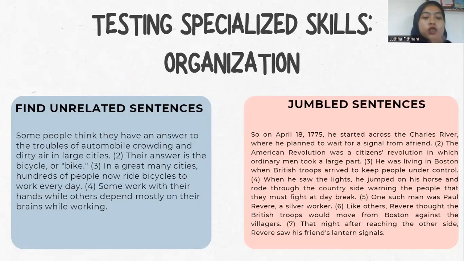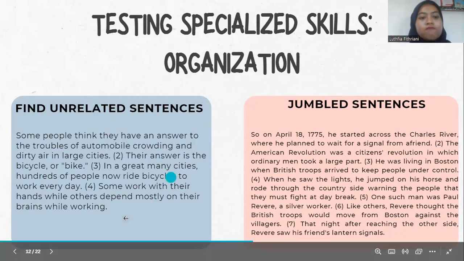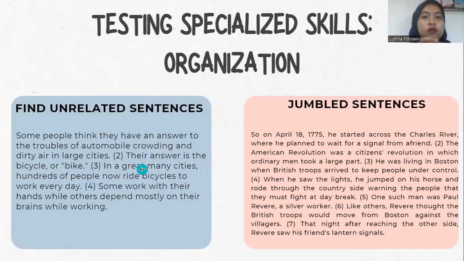So the teacher will give a passage to the student, as you can see on the screen, and one of the sentences in the passage is unrelated. So the students have to find the unrelated sentences in the passage.